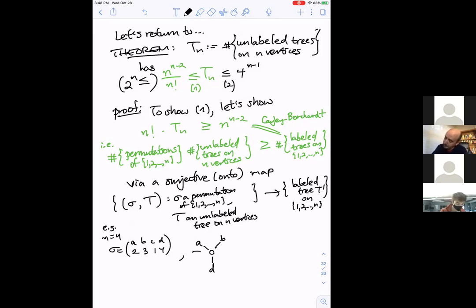And I send this pair of sigma and t, gosh, kind of messy, sigma and t, I'm just going to send it to the tree in which I've labeled the A by the 2, the B by the 3, the C by the 1, and D by 4.